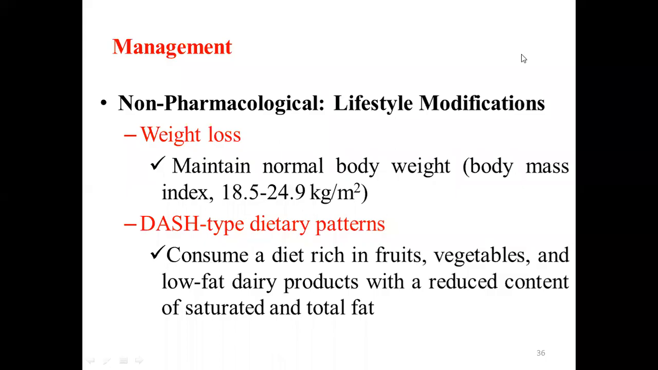So weight loss is recommended. Your body mass index should be within the normal values. I hope you know how to calculate body mass index. If it is between 18.5 to 24.9 kg per meter squared, that is the recommended normal weight of the patient, so we call this healthy. If you are overweight, think about your weight so that you don't get hypertension or any other cardiovascular problem. Secondly, from non-pharmacological therapy, a DASH type of dietary pattern is recommended.